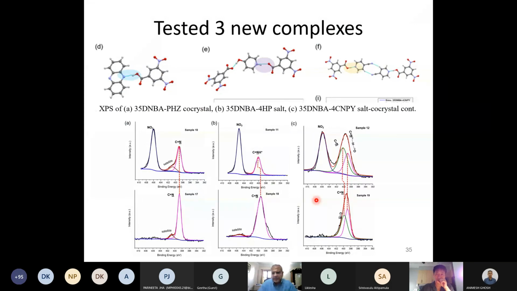These are the XPS plots. Essentially, because we know the crystal structure also, this is more of a model study to parameterize the system. So we know whether the result is a salt or a co-crystal or a continuum, and then we try to calibrate our XPS plots. Those details are there in the paper, so I'll not go into the plots themselves.